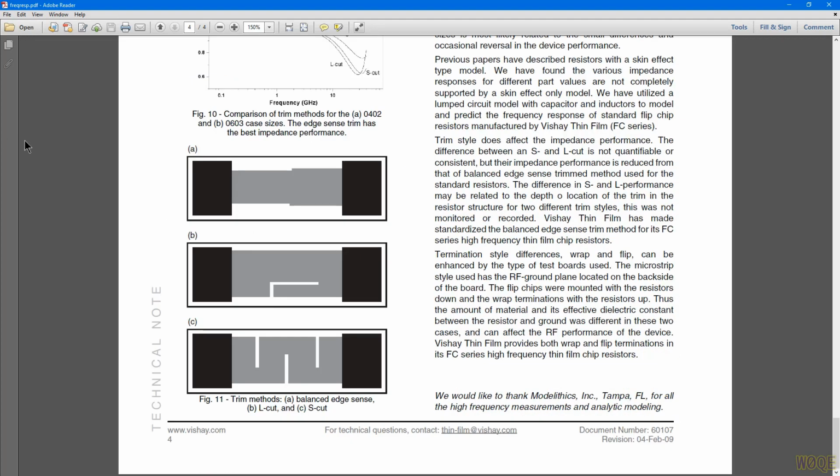One of them is this. This is how surface mount resistors are typically trimmed for value. All of these affect very slightly the inductance in the part. They really don't affect the capacitance. The capacitance is due to this end cap, and that's pretty much all there is to it.